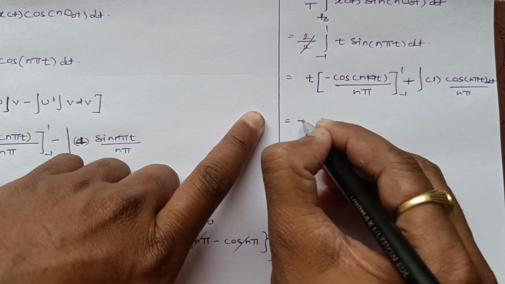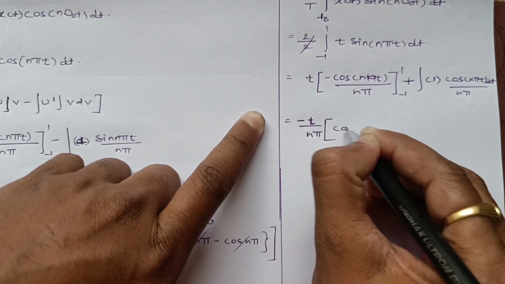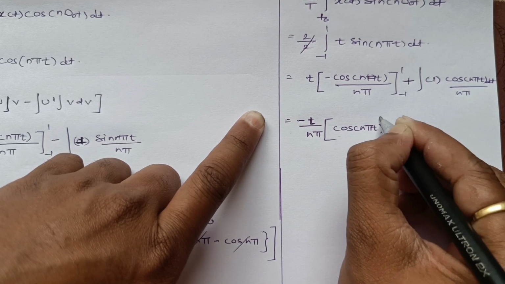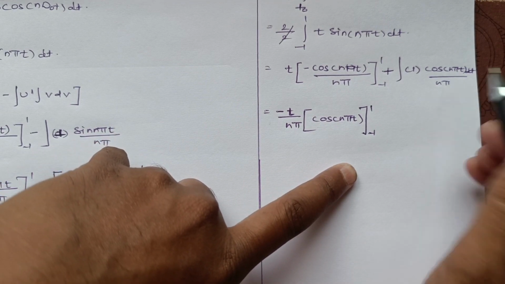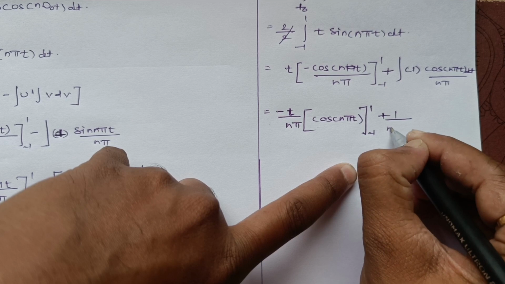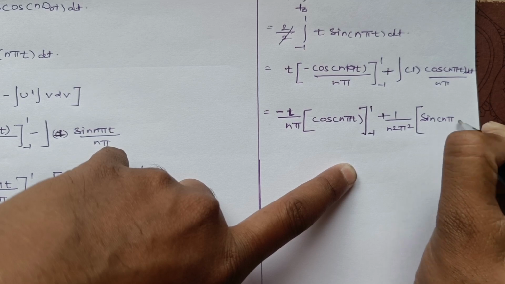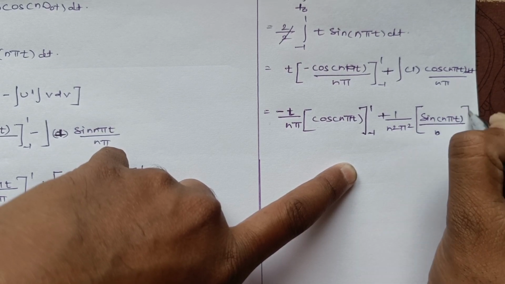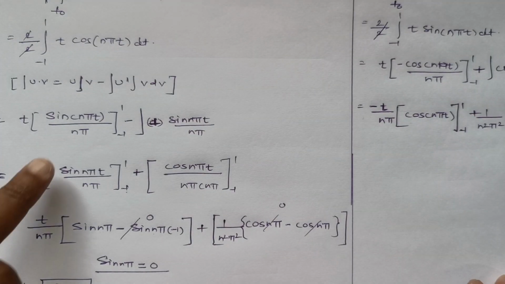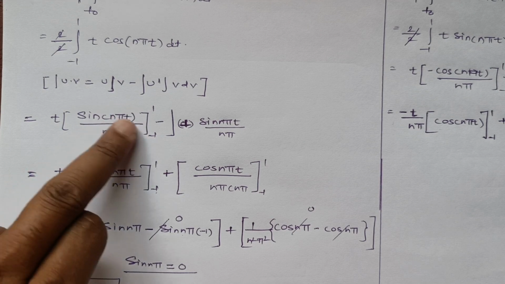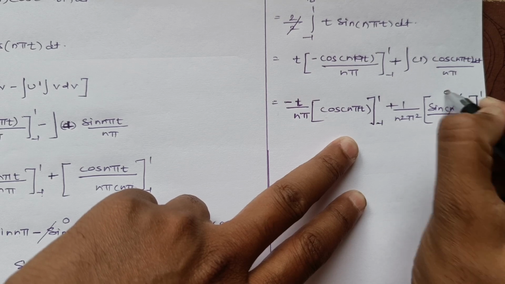I will be taking this minus sign outside, so we'll be getting t divided by n pi into cos n pi t with these limits. Now the integration of cos is nothing but sin, so we can directly write 1 upon n square pi square into sin of n pi t, since it was n pi and now n square pi square has come, with the limits -1 to +1. Now the same condition: the value of this particular term is 0, because sin n pi t for any such angle will be 0.